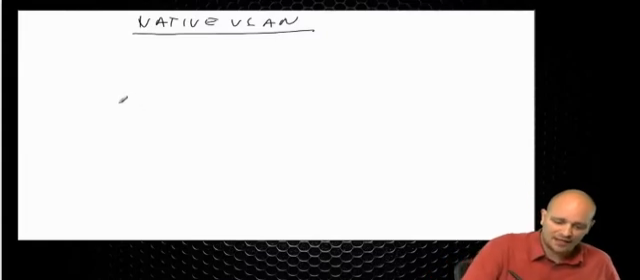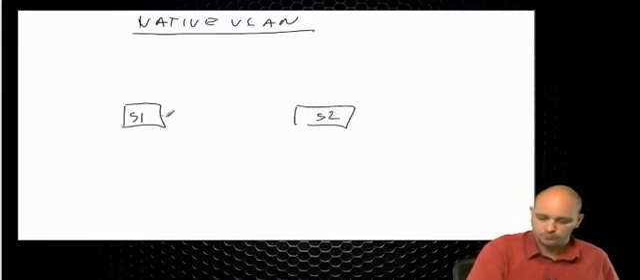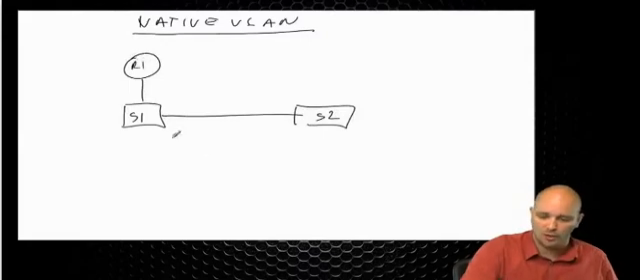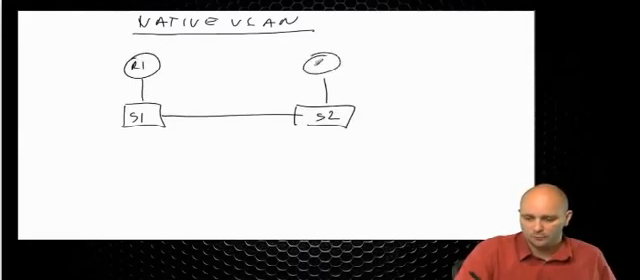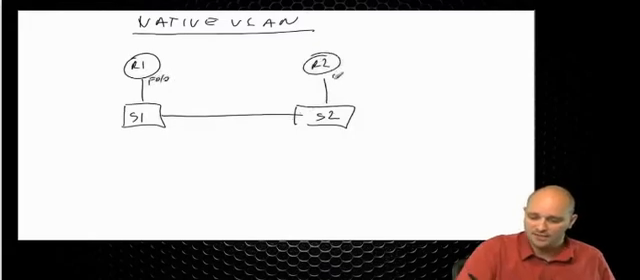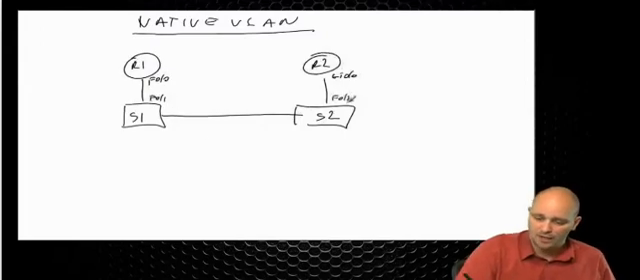Let's say that we have switch 1 here, and we have switch 2. To switch 1 we have R1 connected, and to switch 2 we have R2 connected. This is FastEthernet 0/0, and this is GigabitEthernet 0/0. This is FastEthernet 0/1, this is FastEthernet 0/2. Between switch 1 and switch 2, we already have an interface, which is FastEthernet 0/24.